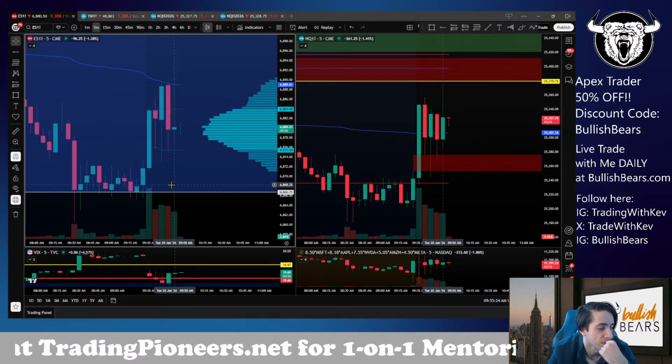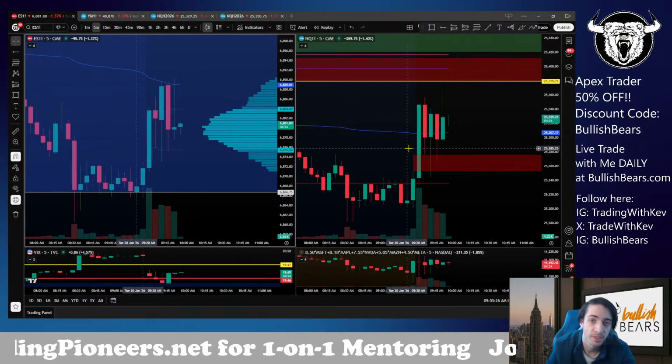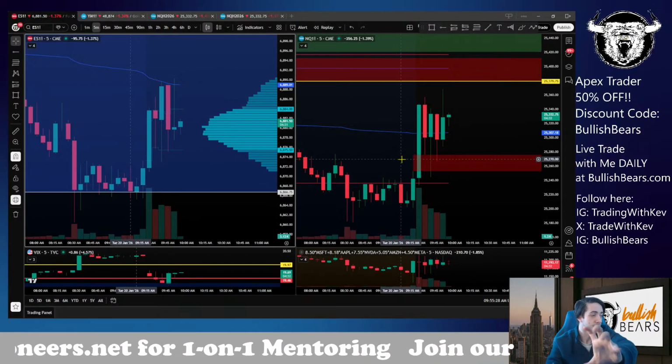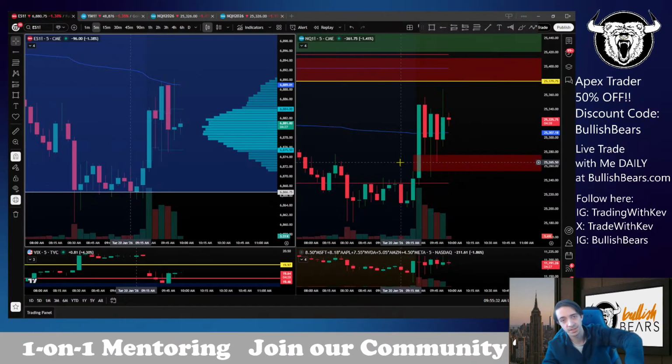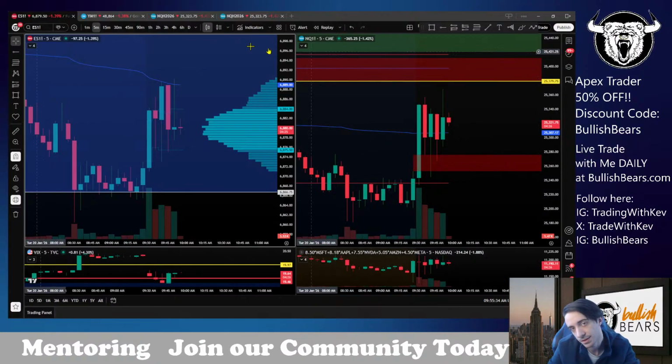Heat map almost already. Remember though, if you're using the heat map like on Bookmap, the levels to the upside are always sellers, the levels to the downside are buyers.